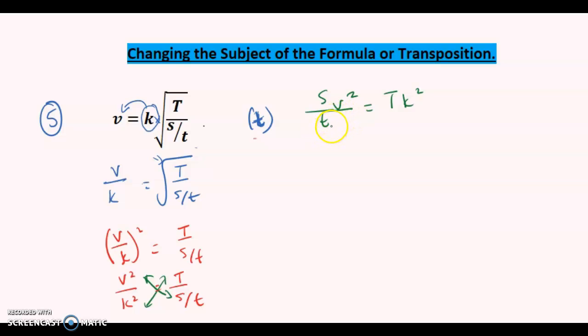So again, this is just like example 3, I think, where my value is a denominator and I want to make this a subject, so I can simply swap these two. So I write s v squared over T k squared is equal to small t. So this, everyone, is my answer.